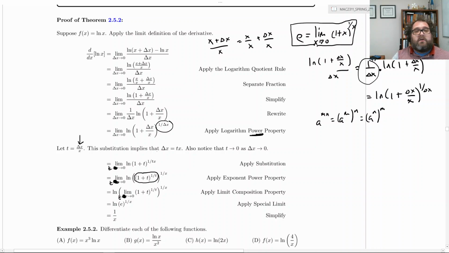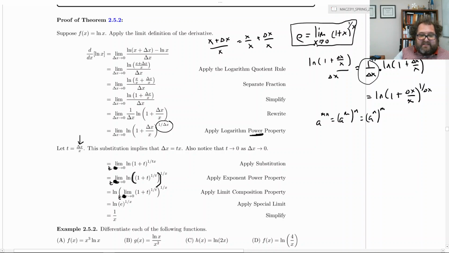Why is that important? It's important because we have a composition limit property. The composition limit property says that we can take the limit of the inside portion of the function. So now we have two functions, an inside and an outside part, and we can take the limit of the inside part, as I've done here. Now we're taking the limit inside the natural log function.